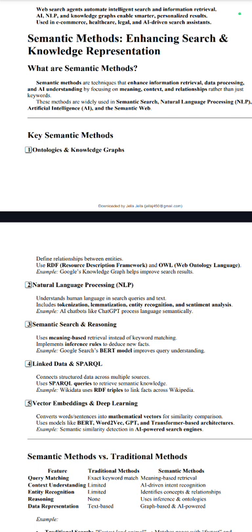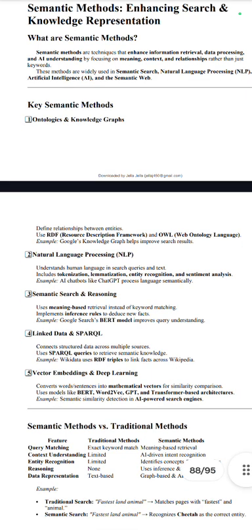Example: Google Knowledge Graph helps to browse knowledge. Natural language processing understands human language in search queries and text, including tokenization, lemmatization, entity recognition, and sentiment analysis. Example: AI chat like GPT processes chat simultaneously. Semantic search reasoning uses meaning based retrieval instead of keyword matching, and implements inference rules to derive new facts.